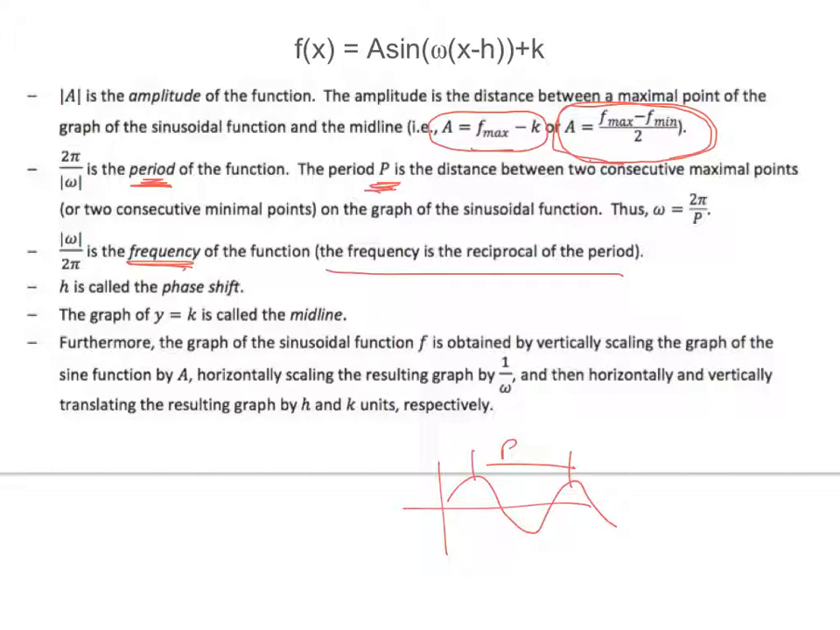h is called the phase shift. The graph of y equals k is the midline. Furthermore, the graph of the sinusoidal function f is obtained by vertically scaling the graph of the sine function by a, horizontally scaling the resulting graph by 1 over omega, then horizontally and vertically translating the resulting graph by h and k units respectively. Okay, that's how we're graphing.